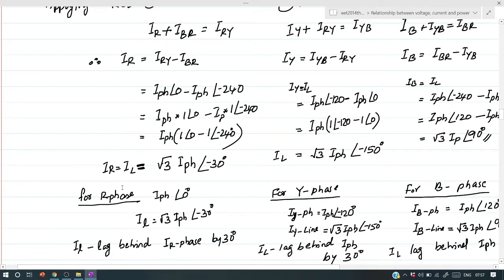So when we are considering R phase, the phase current can be taken as reference and the corresponding line current is obtained as root 3 I phase angle minus 30 degrees. It indicates that the line current corresponding to R phase lags behind the corresponding phase current by an angle of 30 degrees.